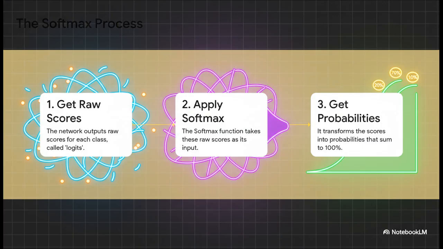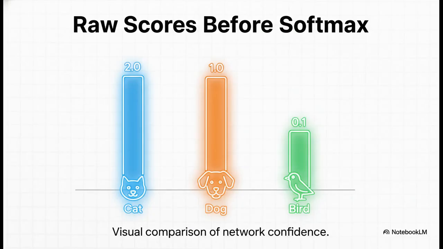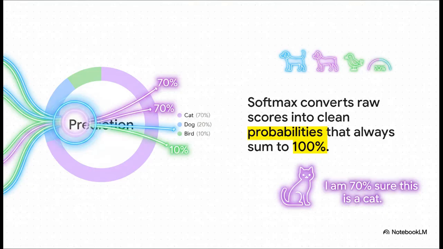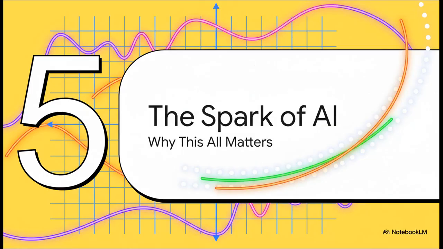You can think of it as a probability distributor. It takes the network's final, raw, kind of messy thoughts and cleans them up into clear percentages that we can actually understand. So let's imagine that after all its calculations, the network's raw scores, we call these logits, really strongly favor cat with a score of 2. It has some confidence in dog with a score of 1, and almost no confidence in bird with a score of 0.1. Softmax just takes those messy scores and converts them into these clean, simple percentages that, and this is key, always add up to 100%. So now, as you can see here, the AI can confidently say, yep, I am 70% sure this is a cat.